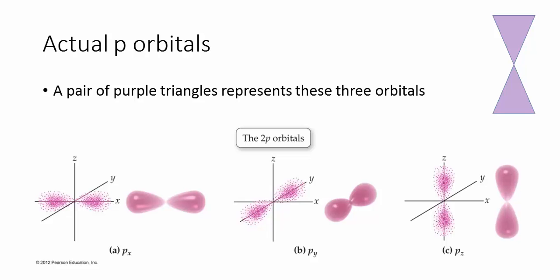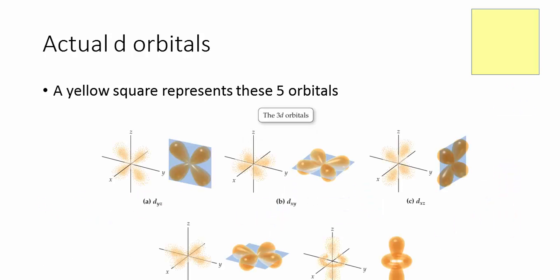Here you can see the orientation of the 3 p orbitals in 3D space. They are each shown on their own set of axes, but in reality, they all exist in the same space with the same center. The 2D purple triangles represent these 3 p orbitals. Here you can see the 5 D orbitals in 3D space. They are shown on their own set of axes, but in reality, they all exist in the same space with the same center. The 2D yellow square represents these 5 orbitals.